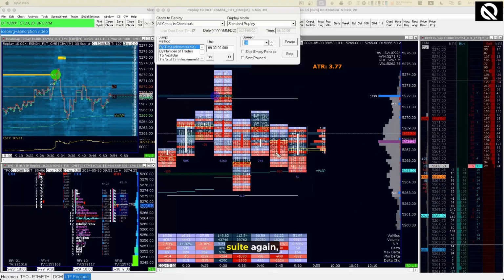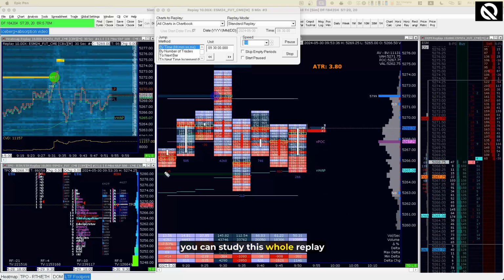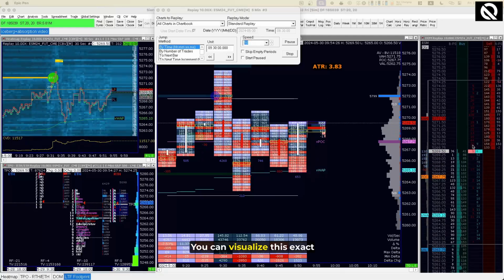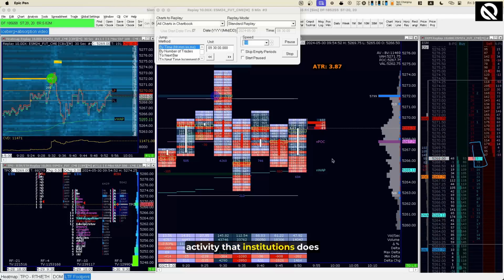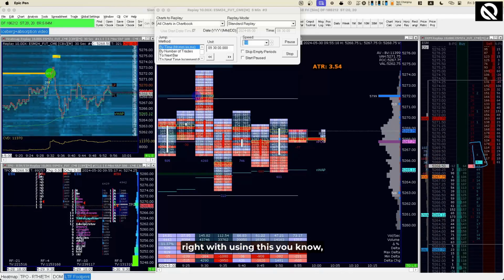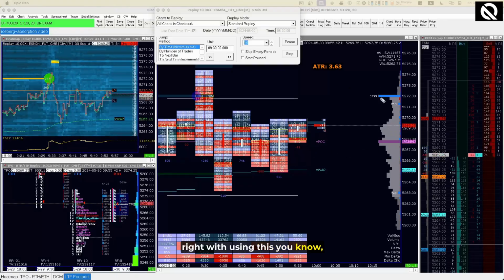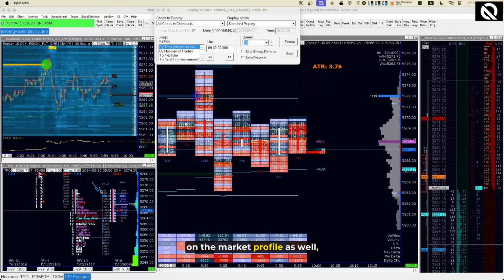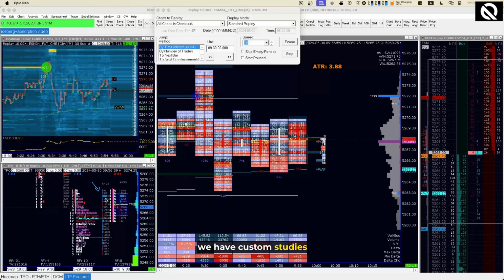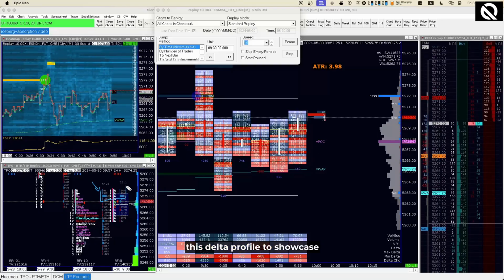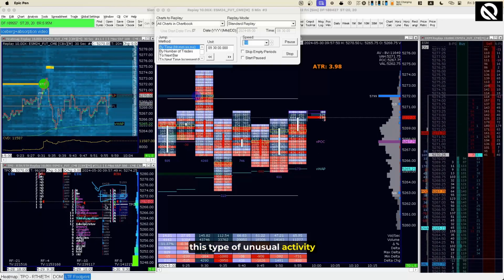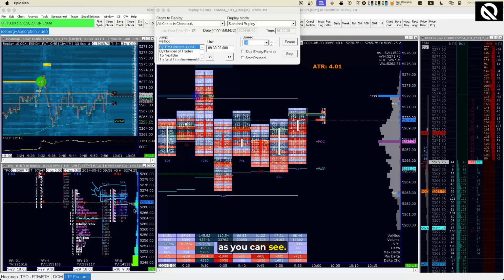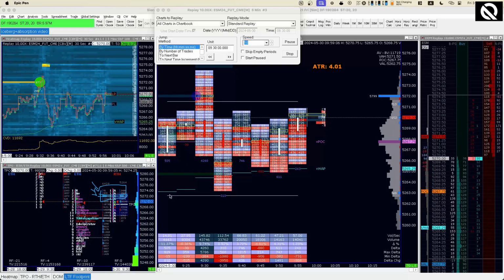If you have the Sierra suite, again, you can study this whole replay at smaller speed. You can visualize this exact activity that institutions do, with this order flow software that we are using every single day. Again, on the market profile as well, we have custom studies and this delta profile to showcase this type of unusual activity that took place both on the overnight, down here as you can see, and at the open.